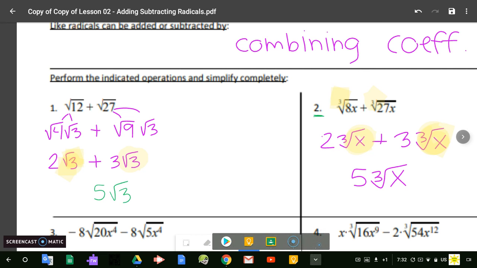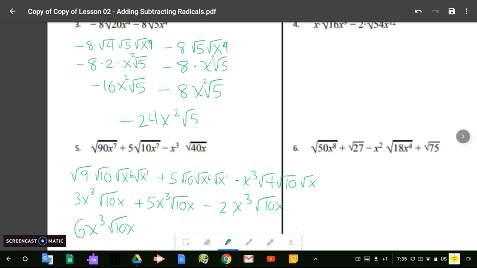So for number 3, you're going to break down your 20 into a 4 and a 5, and I'm going to leave x to the 4th under the radical on its own. Anything that's a perfect square, you're going to simplify. So the square root of 4 is 2. The square root of x to the 4th is x squared. 5 is going to stay under. Same idea here. I'm going to break down the x to the 4th out of the 5.